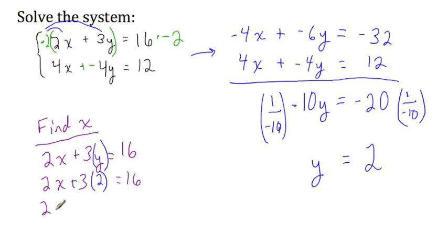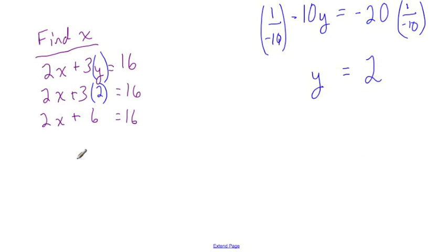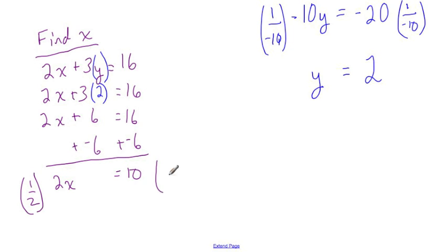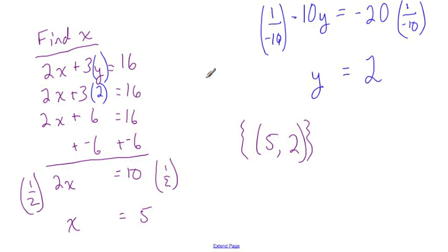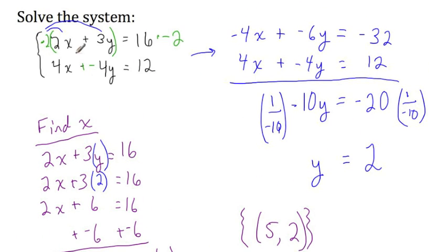Simplify. 3 times 2 is 6. So this is 2x plus 6 equals 16. And now we need to get rid of all terms without our variable in it by adding the opposite. This will leave us with 2x equals 10. And now multiply by the reciprocal of the coefficient. This will leave us with x equals, and half of 10 is 5. So we've now found our x and our y, so we can put those together into a solution. 5, 2. So the point 5, 2 is the solution to this system of equations.